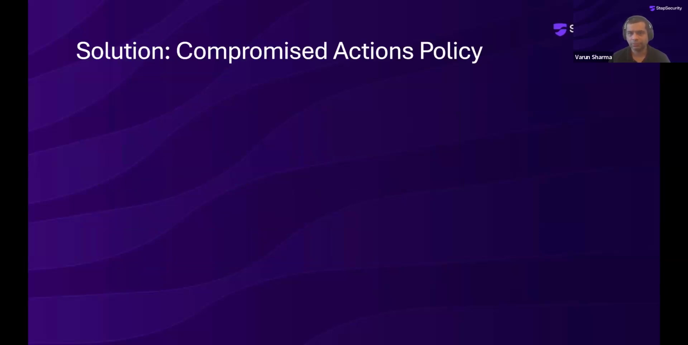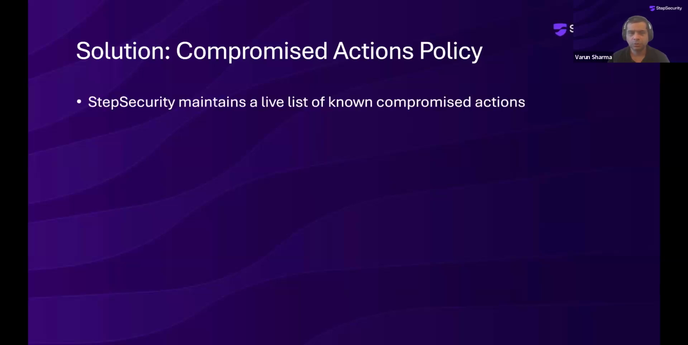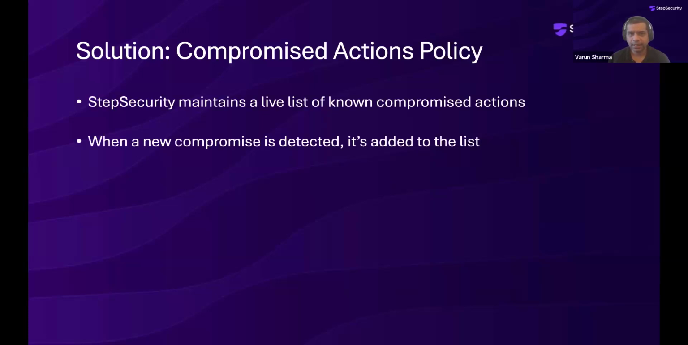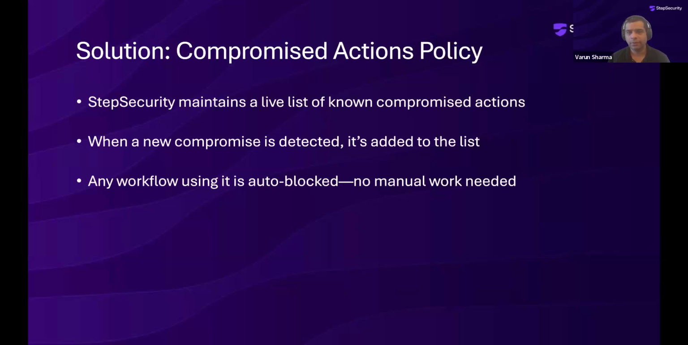One kind of workflow run policy is the compromised actions policy. The way this works is that at StepSecurity, we maintain a list of known compromised actions. And anytime we detect that a new action has been compromised, we are going to add it to this list. If you have deployed this compromised actions policy, what that means is that any workflow that is using a compromised action will automatically and immediately be blocked without the need for any manual intervention.